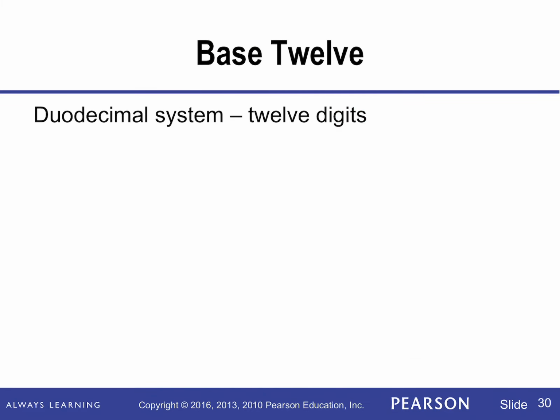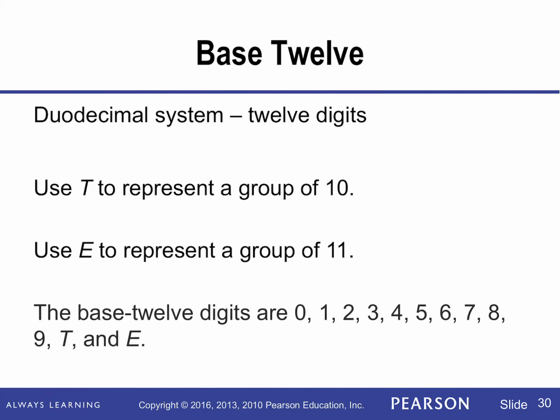Let's look at another base system. The base 12 system is called the Dozenal System. And when we get to what are usually double-digit numbers, like 10 and 11, we're going to use letters to represent those numbers. So T is going to represent 10, and E is going to represent 11. So the digits we have in base 12 are 0 through 9 that we usually have, and then T and E.